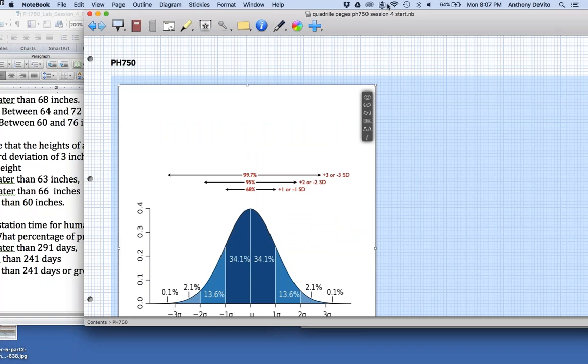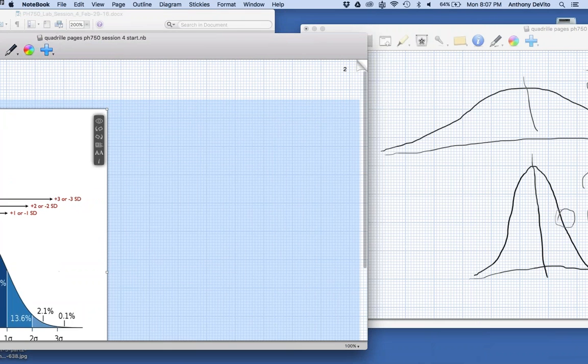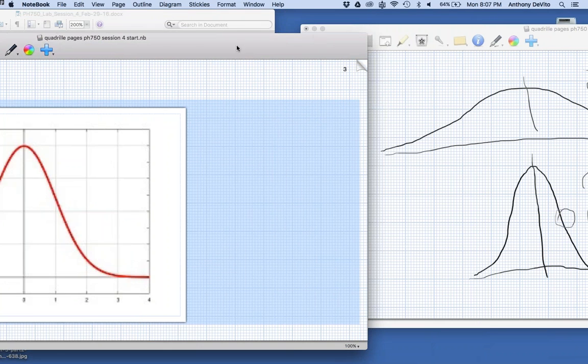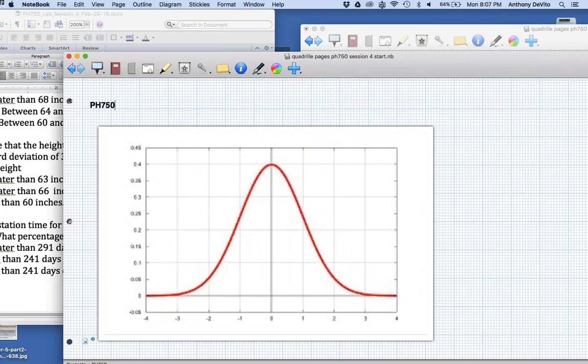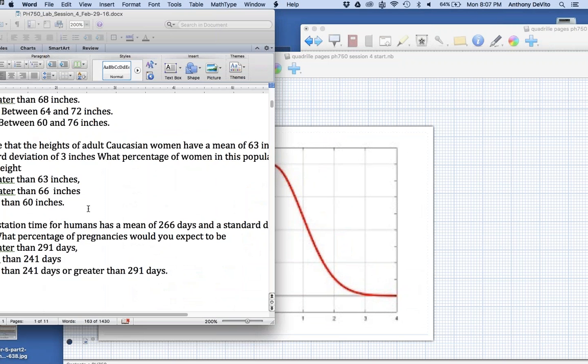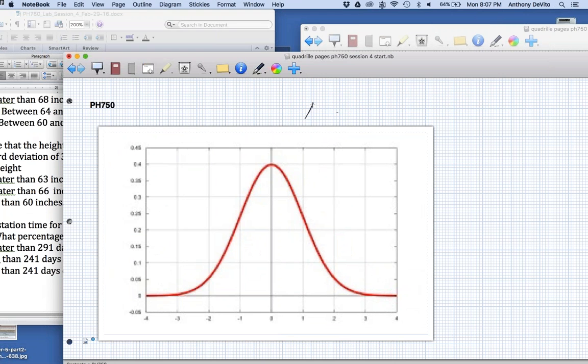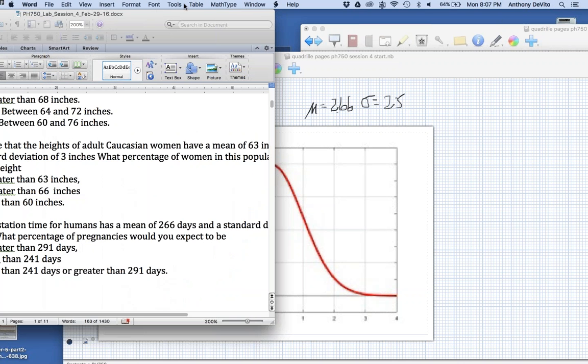Okay, and I'm going to get a fresh page here and sketch this. What did I say the mean was here? The mean is 266. I'm going to say mean is equal to 266. And what's the standard deviation? 25. Okay, so let's see what the problem asks us for.